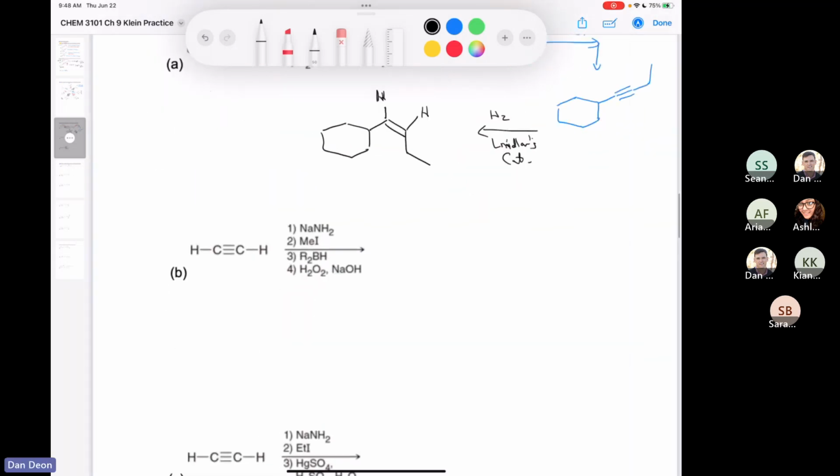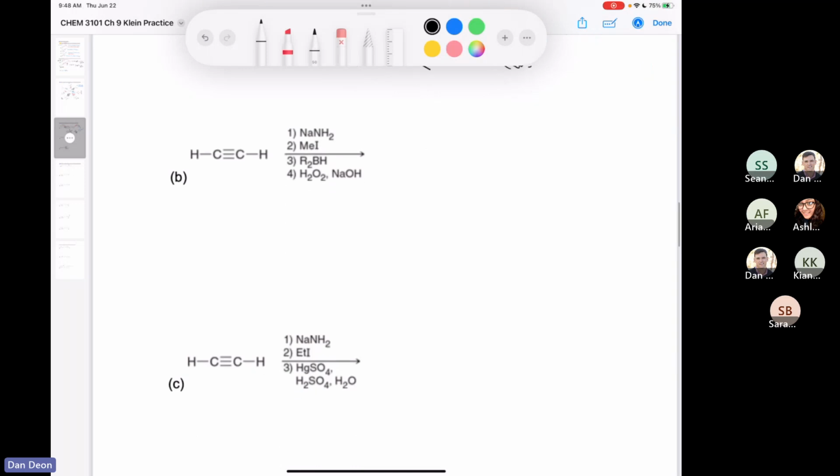The next one, we're starting out with acetylene. Remember, the simplest possible alkyne you can have is acetylene. You've got to know the structure of acetylene, right? Just 2 carbons with a triple bond. So the molecular formula is C2H2. In the first step, we're going to treat it with sodium amide.